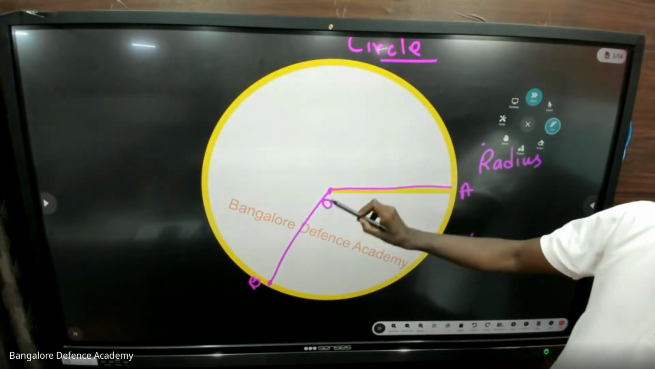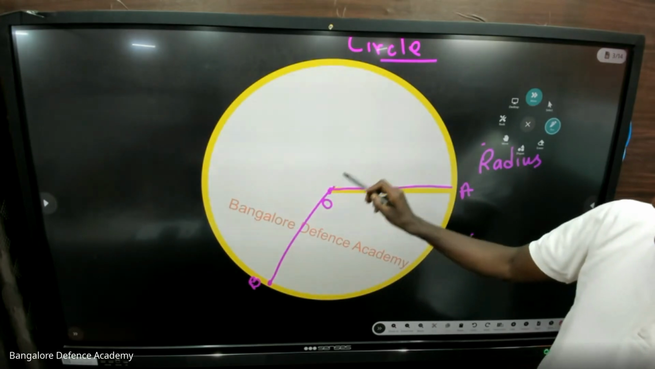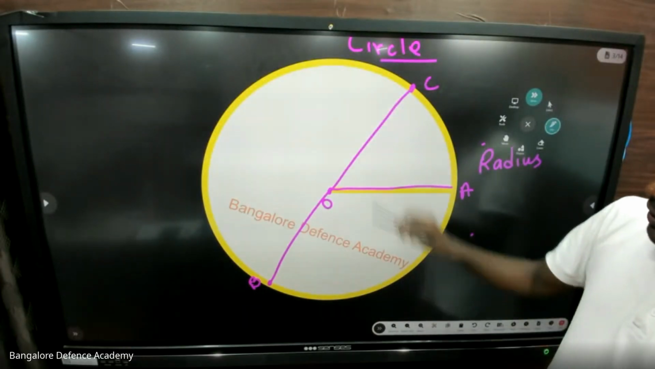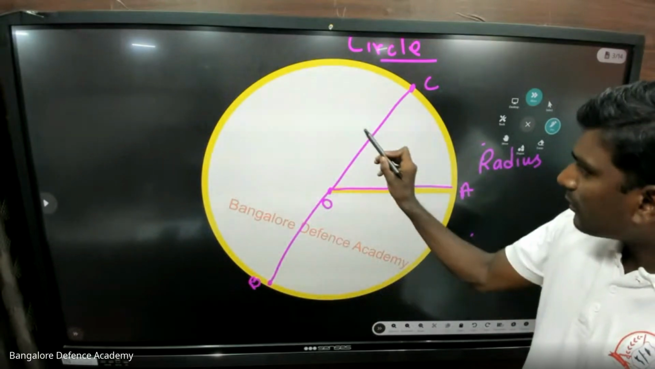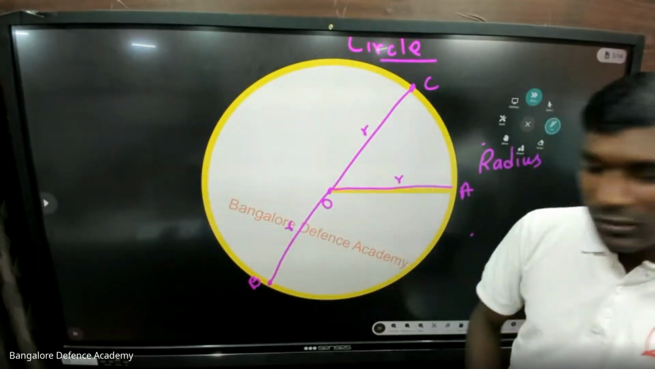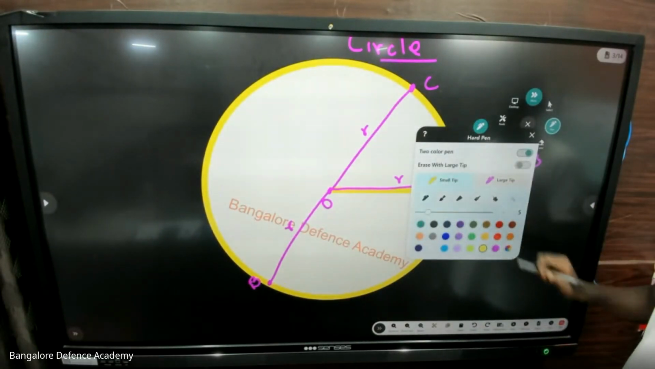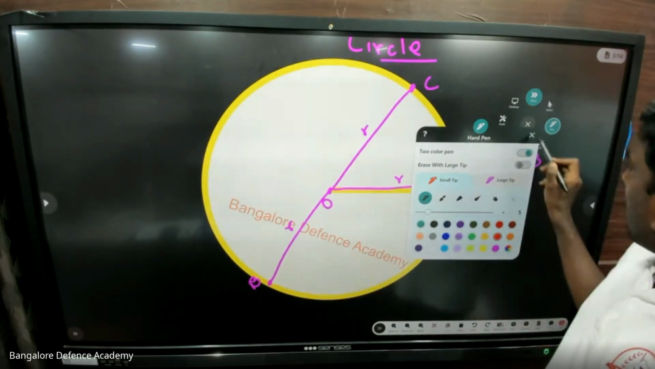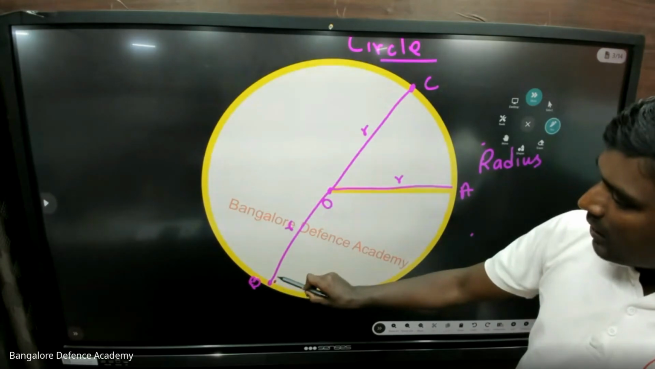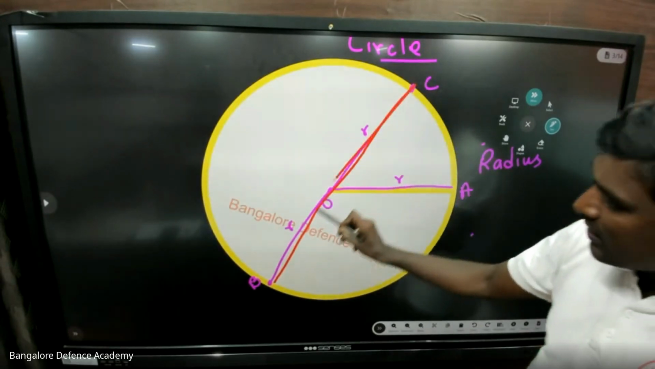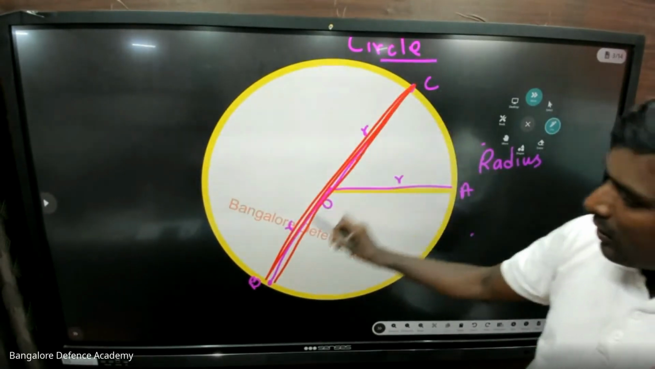Now look at this. From this O, I'm drawing another line to a point here. This is C. So what is OC? Radius. Now a very interesting thing. Suppose I take this point B, and go passing through O, towards C. Can you see this BC here?